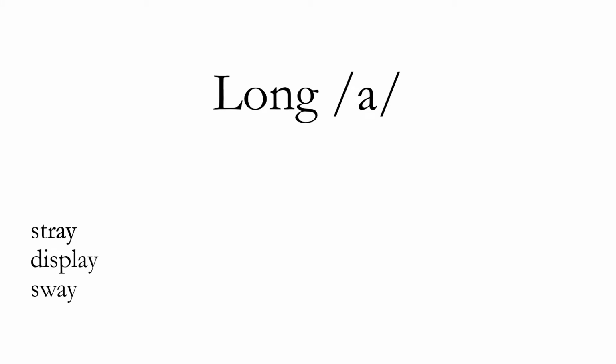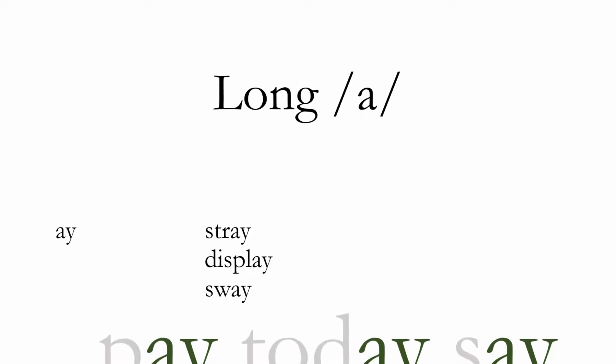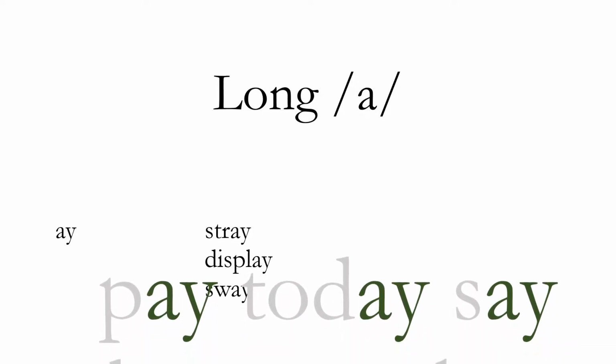Another way of making the long A sound is using the AY. Now, what's easy about this is that it's normally at the end of the word, or it's normally the last syllable. We have stray, display, and sway. But believe me, there are way many more than these three. These are just the ones that we're going to be tested on.